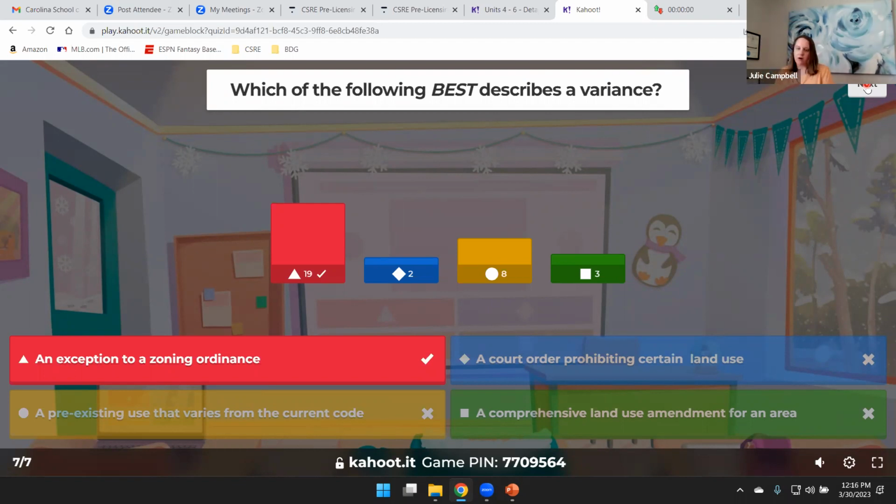They have to prove a hardship. For whatever reason, your zoning won't let me use the property the way I intend. Give me permission to break the rules. The pre-existing use that varies from the current code is our non-conforming use. You're using the property in a way that doesn't conform to the current zoning. Questions on this one?